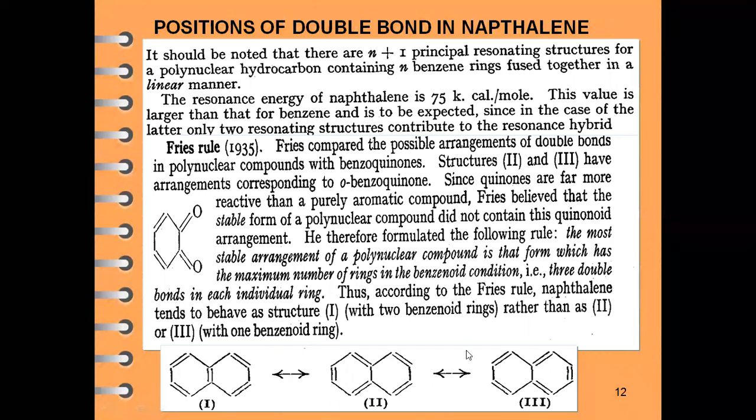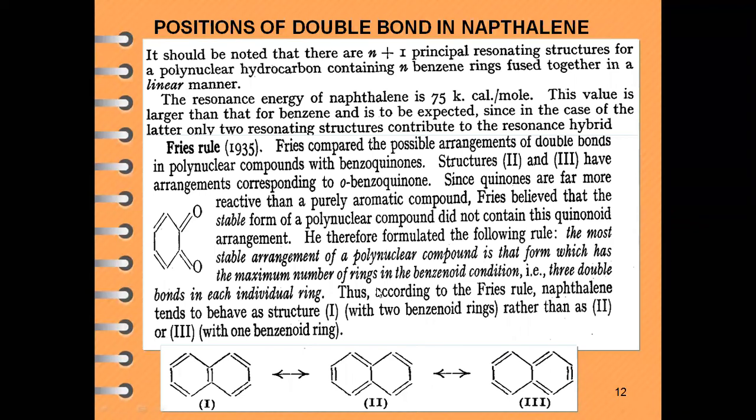But out of these 3, one structure is more contributing, one structure is more stable. Which one is it? This we are going to study in this part. And who has confirmed that out of these structures one is more contributing? This is confirmed by Fries in 1935 and he put forth a rule for the confirmation of the more contributing structure of naphthalene.